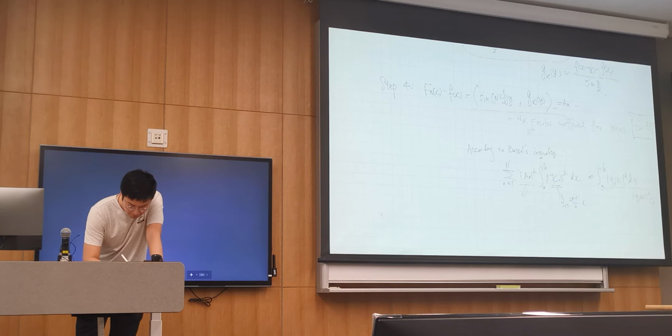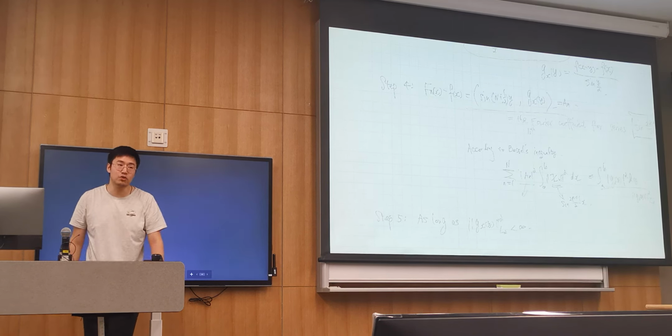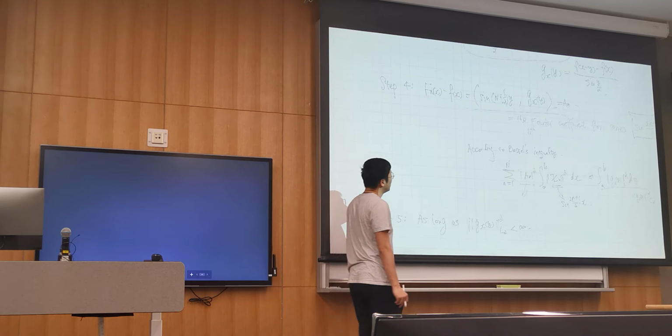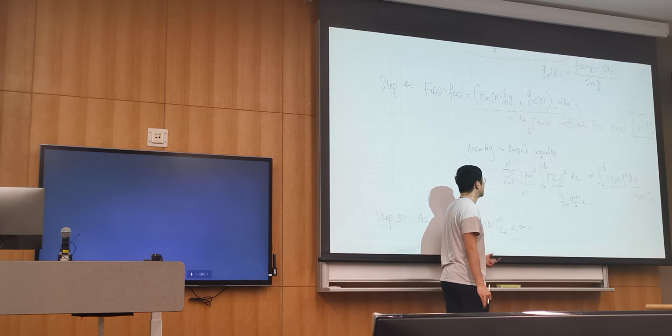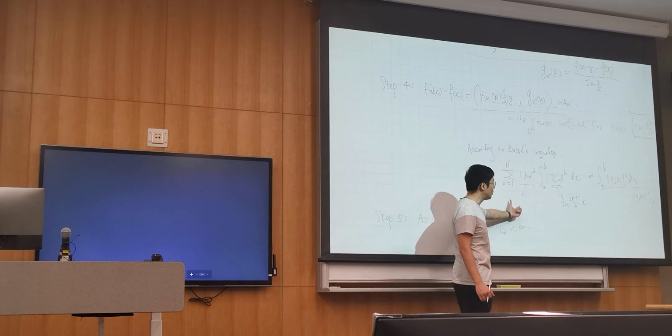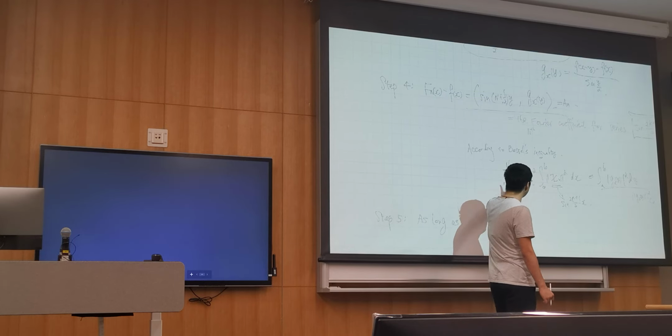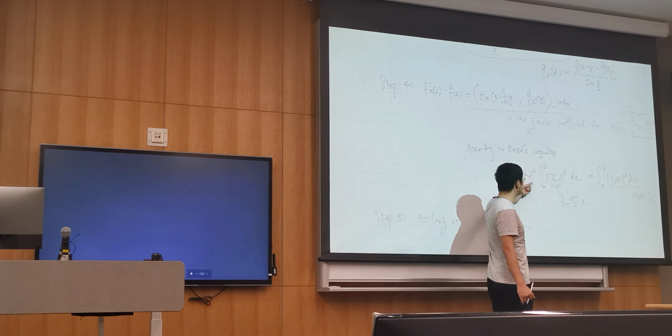Step number 5. As long as my g(x,y) is an L2 finite function, then we can guarantee that my a_n will converge to 0. This is because the 2 norm of the x_n is actually a fixed number. It doesn't depend on the choice of n. And so my a_n is going to converge to 0.